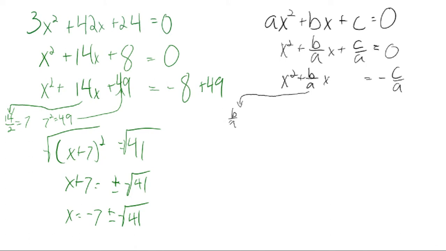Now, when you're dealing with a fraction and you want to divide by 2, it's a lot easier to instead multiply by 1/2. So that'll be b over 2a. Then we'll square that.